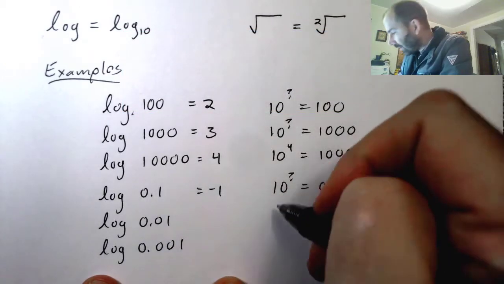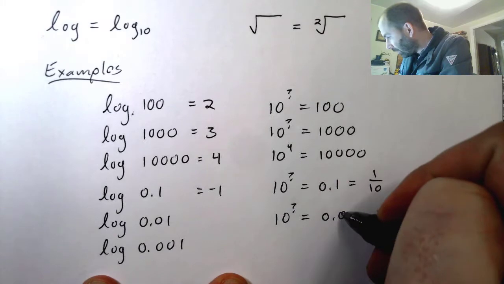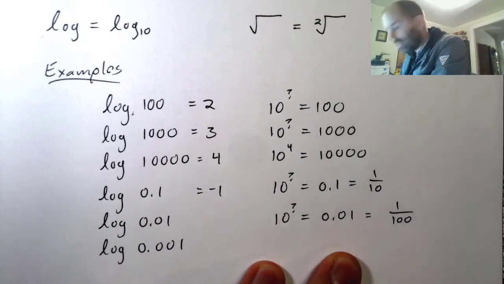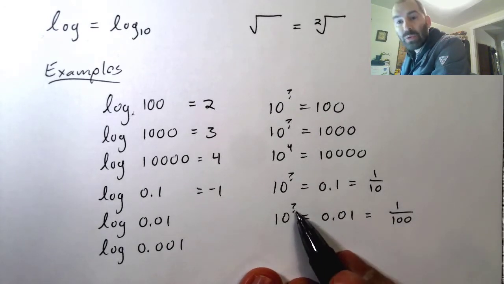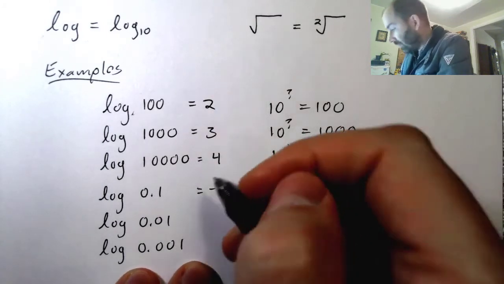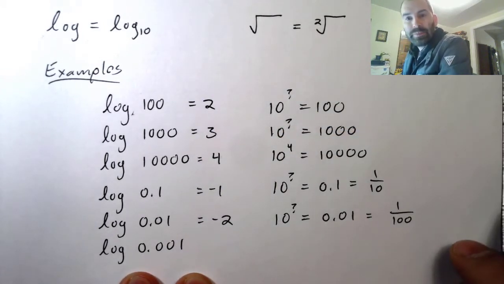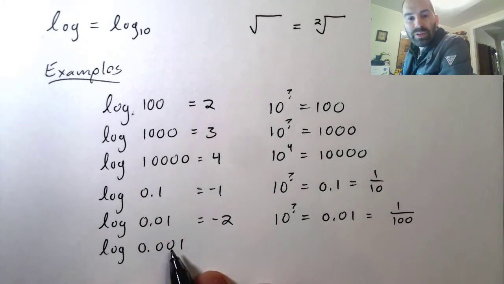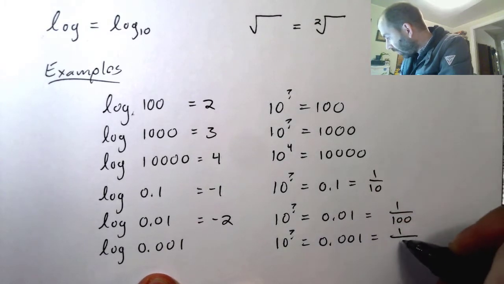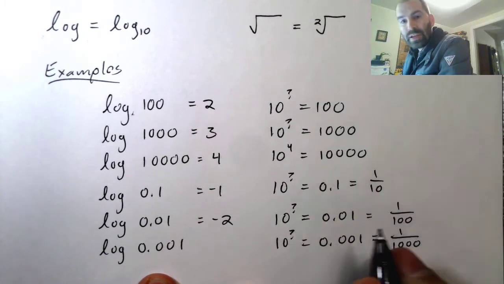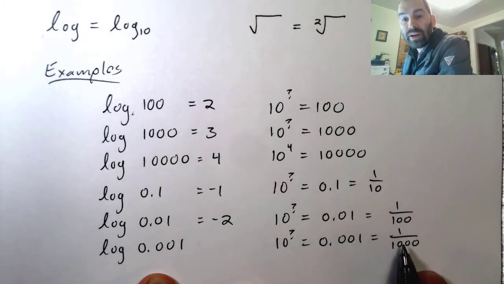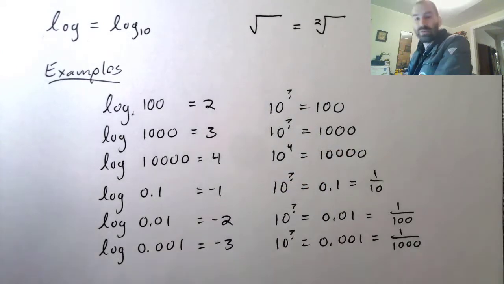Let's see. 10 to the what equals 0.01? Well, 0.01 is 1 over 100. I know that 10 squared gives me 100. If I want 1 over 100, it must be 10 to the -2. There we have it. What about this one? We're asking 10 to the what equals 0.001. Well, that's 1 over 1,000. 10 to the 3 gives me 1,000, but I want 1 over 1,000, so that must be -3.